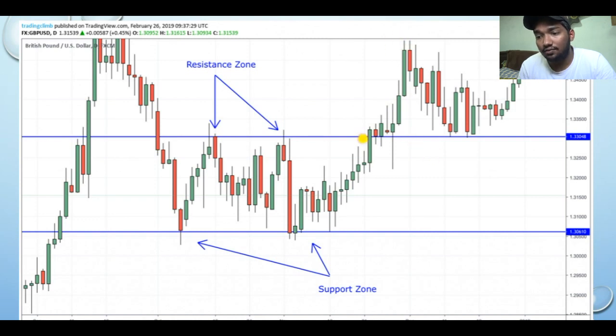And what happens here, from here onwards, it will change. This line will change into a support, not this one. Starting from here to here, this is the support and this is the resistance. Hope you understood.